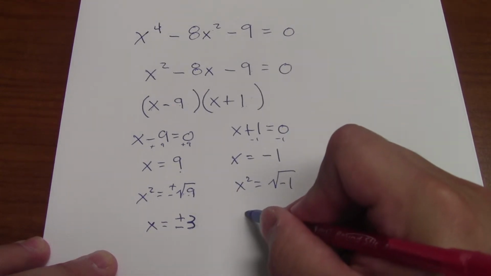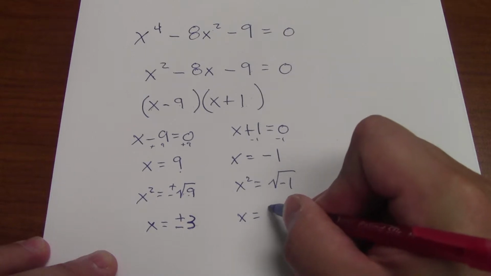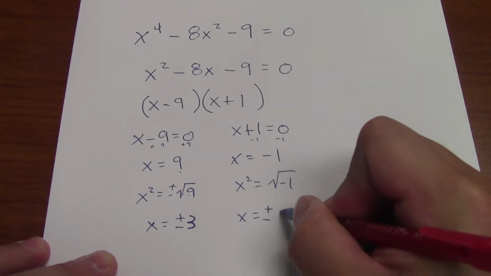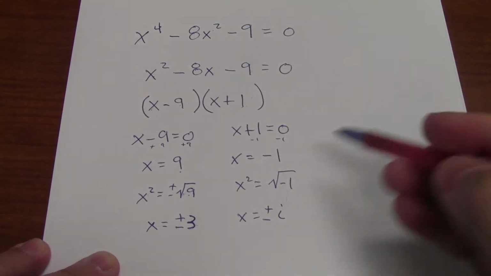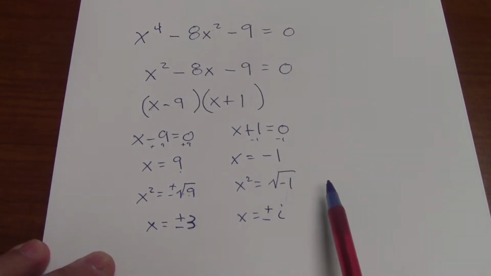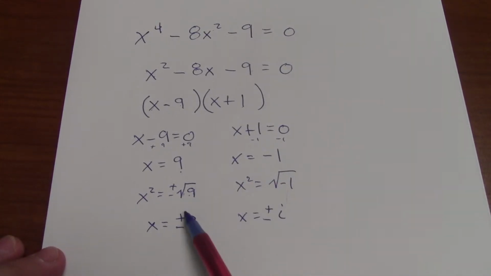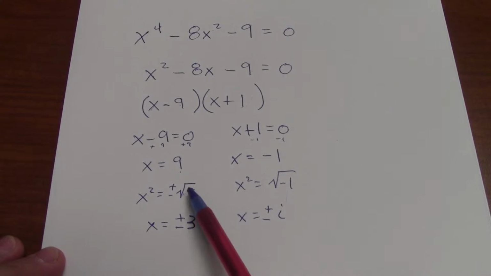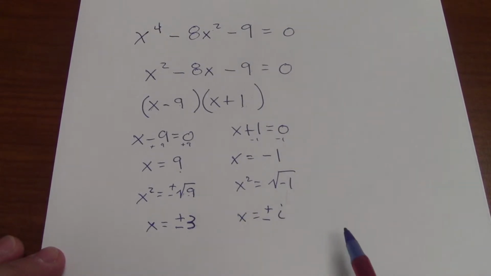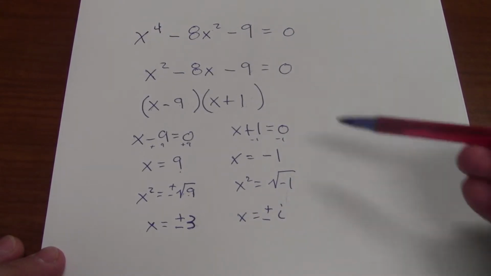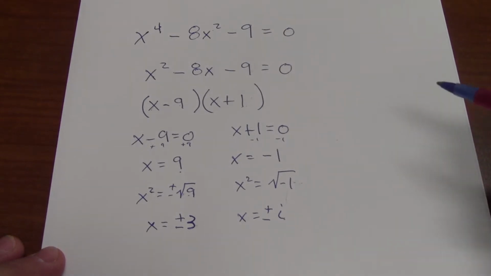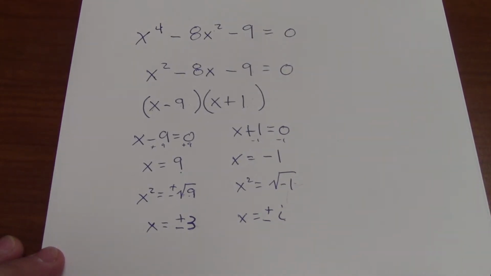And then over here, x is equal to plus or minus i. Just if you get to the problem on your exam, just worry about pulling it out of the square root. You probably won't get an i, but since this is the square root of negative 1, it's got to be i.